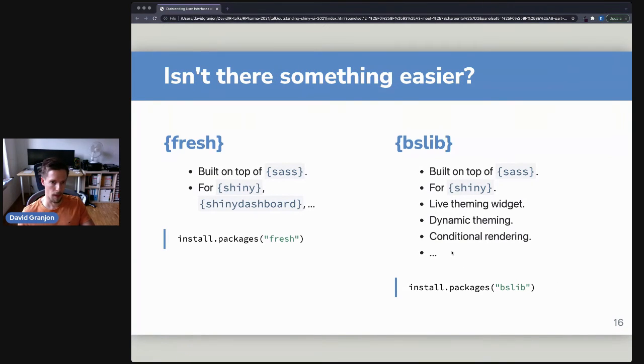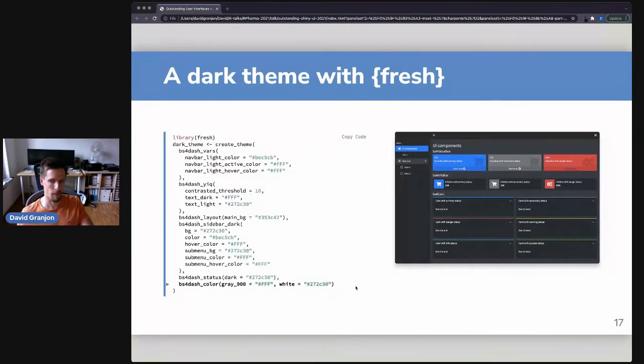bslib was developed by RStudio, and bslib, in addition to Fresh, provides a live theming widget, which you can use to modify the theme. You can also get the corresponding theme code live. And you can also do dynamic theming and conditional rendering, which I'm going to show in the next slide.